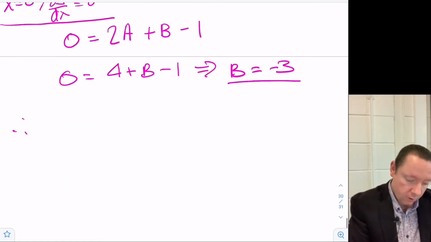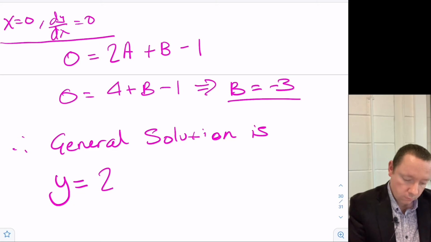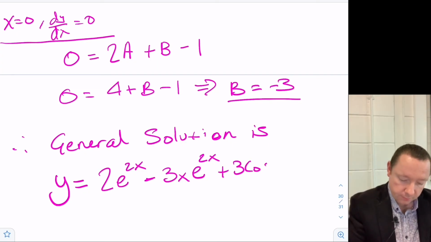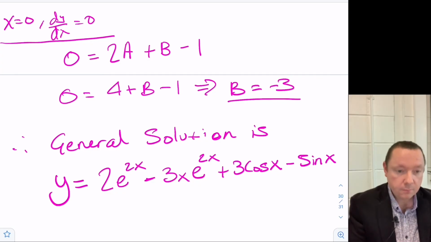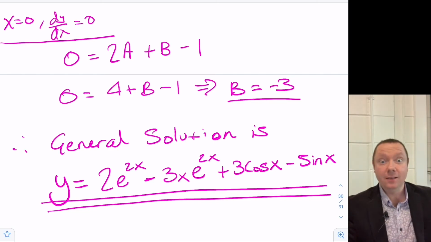So therefore, our general solution is y equals 2e to the 2x minus 3x e to the 2x plus 3 cos x minus sin x. And we're done there, finally.